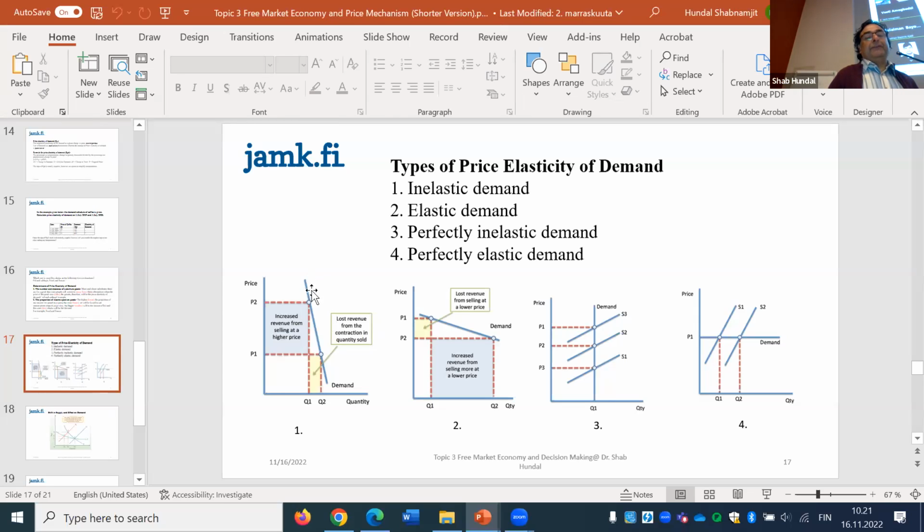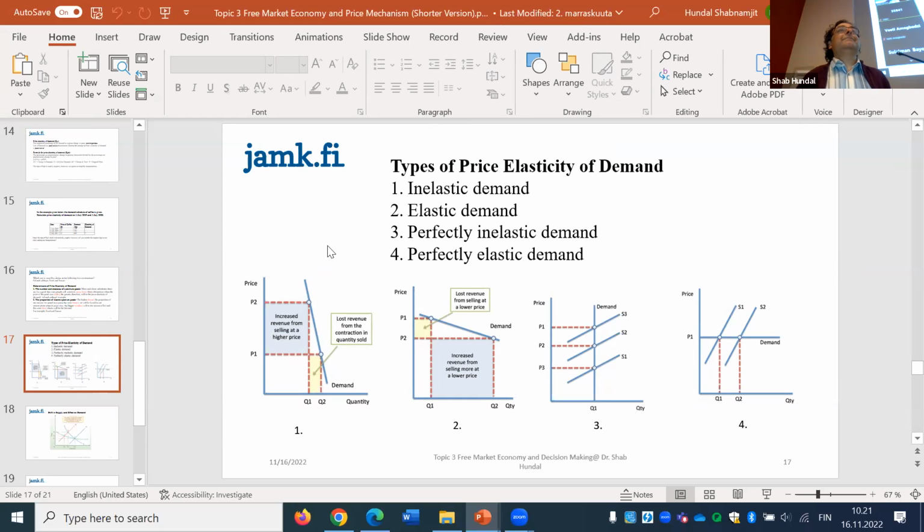Now you look at this shape of the demand curve. What do you see? How do you interpret it? Is it a higher elasticity case or lower elasticity case? I think low. Low, yes.